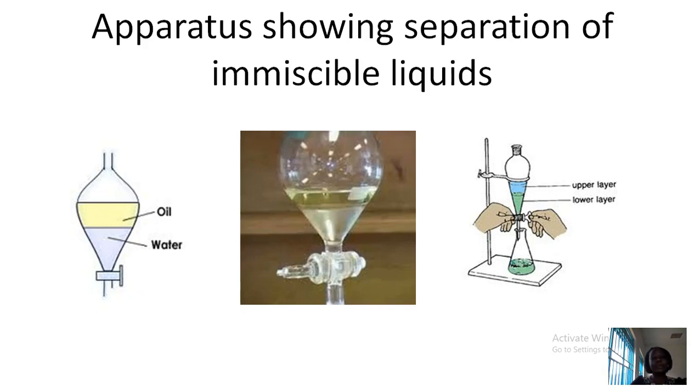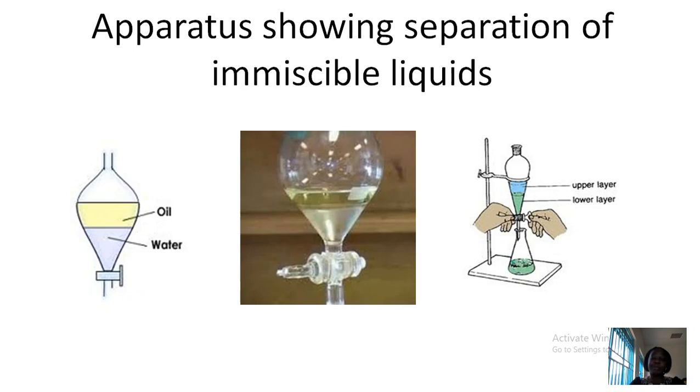So here we have a set of apparatus to show what I have been talking about. This is a mixture of oil and water, and they have been put in a separating funnel. I think you can see the two distinct layers. The oil is less dense, therefore it is on top, whereas the water is denser, therefore it is down.